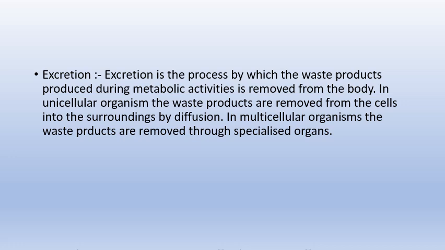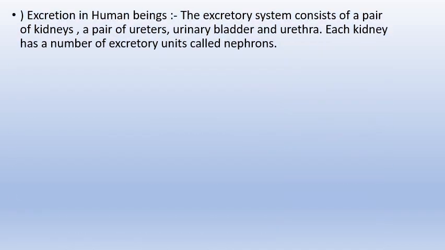Let us try to understand this. In unicellular organisms, I told you the waste products are removed from the cell into the surroundings by diffusion. What about in multicellular organisms? Waste products are removed through specialized organs or organ systems. Come, let us try to understand about excretion in human beings now.